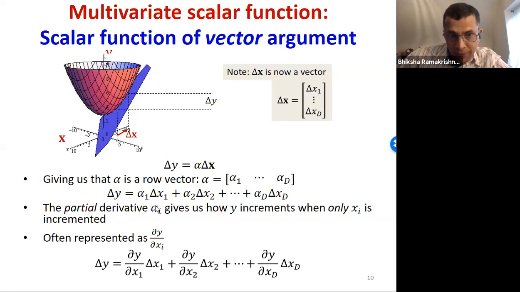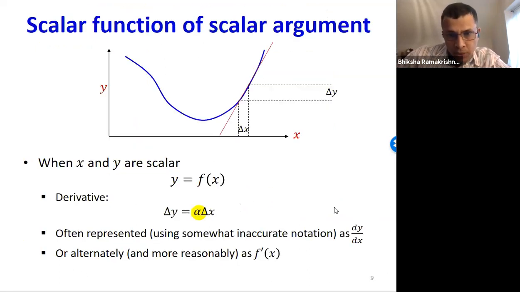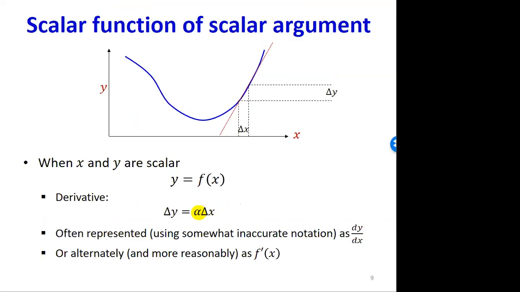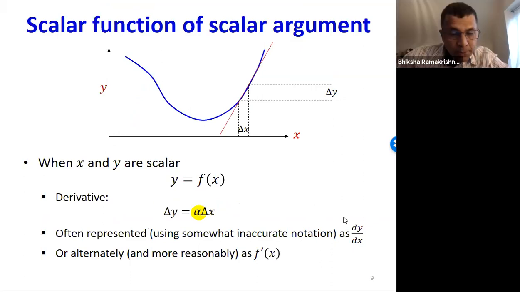The partial derivative alpha i gives us how y increments when only xi is incremented. And going back here, what is the problem with this notation for the derivative, dy over dx? Anyone? Yeah, that's not a partial derivative. Does it work for x being a vector? It doesn't, right? You cannot write this thing. So this is really bad, poor notation.